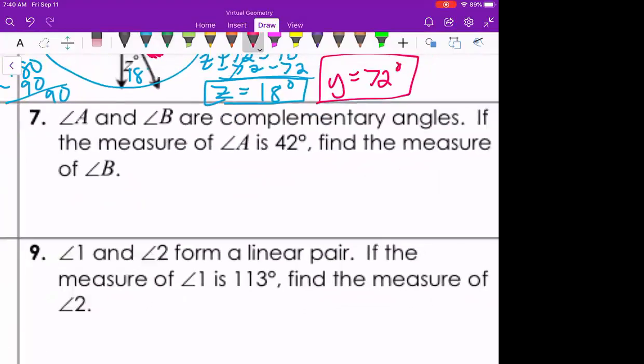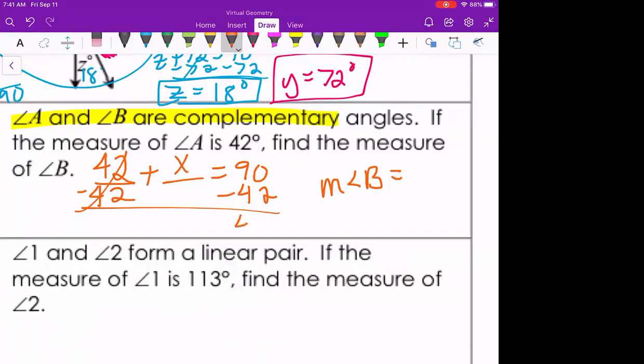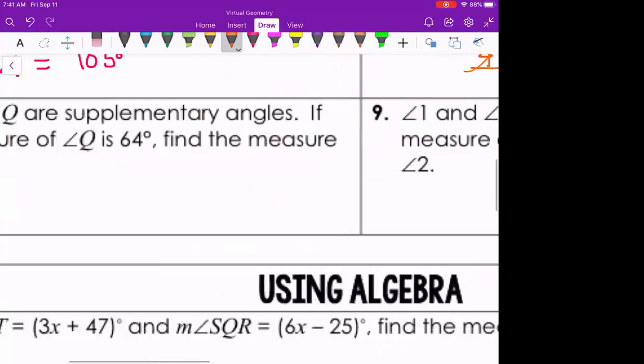All right, this time we've got A and B are complementary, which right away means our two things need to add up and be 90 degrees. So if the measure of A is 42, find the measure of B. So like we did before, if they're supposed to be 90, we've just used up 42 of that, so I can subtract that away. And the measure of angle B, 90 minus 42 gives us 48, so 48 degrees. All right, let's keep going.